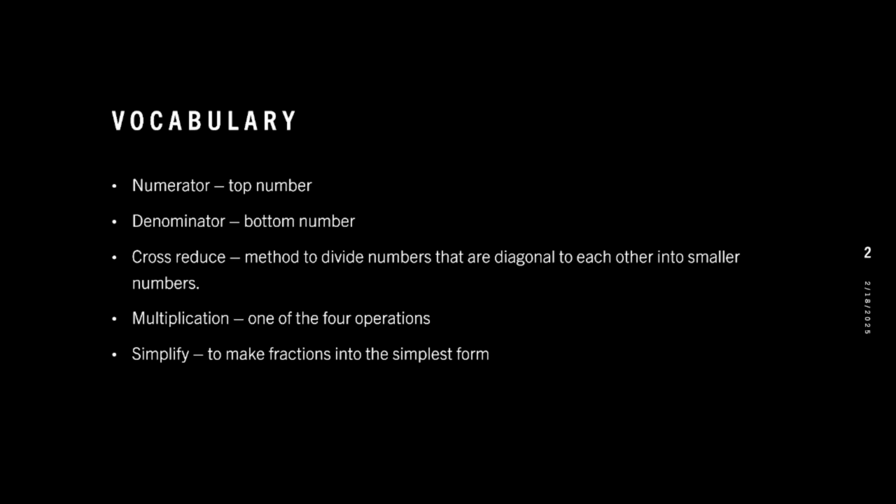number. Cross-reduce is a method to divide numbers that are diagonal to each other into smaller numbers, meaning that you look from across, which I'll explain as we are doing some questions. Multiplication is one of the four operations, and simplify is to make fractions into simplest form, meaning we make the fractions into nicer, smaller numbers, which you will see as we are doing the questions from here.